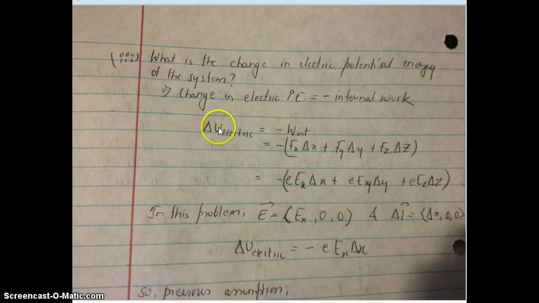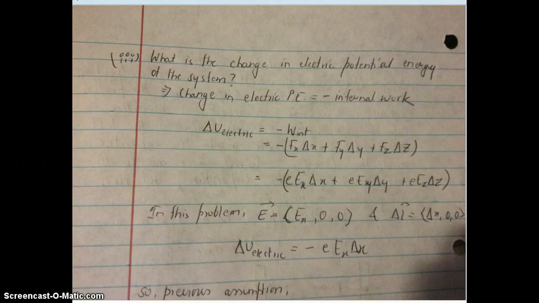So we can calculate the change in U, which equals negative work internal, which can be separated into components in terms of x, y, and z, which can further be simplified as E delta x. In this problem, E equals Ex, and the y components are 0, both in terms of length, and so delta U electric can be simplified to negative Ex delta x, since the other components are 0.